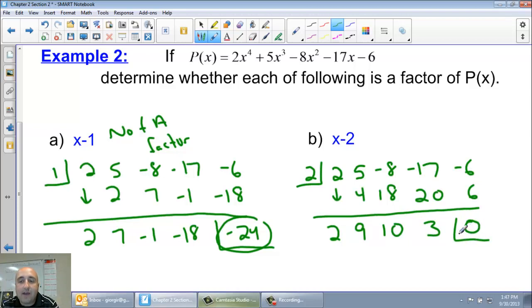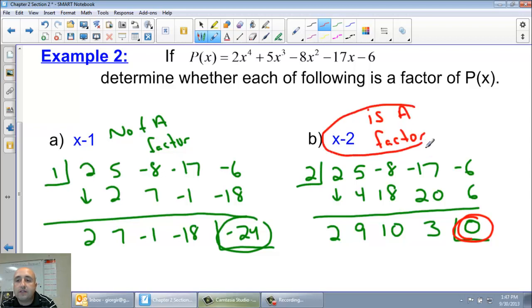So is x minus 2 a factor? The remainder is 0, so it is a factor. So this one is a factor. This one is not a factor. Okay, so that's what that means. If the remainder is 0, it must be a factor. That's what it tells us.